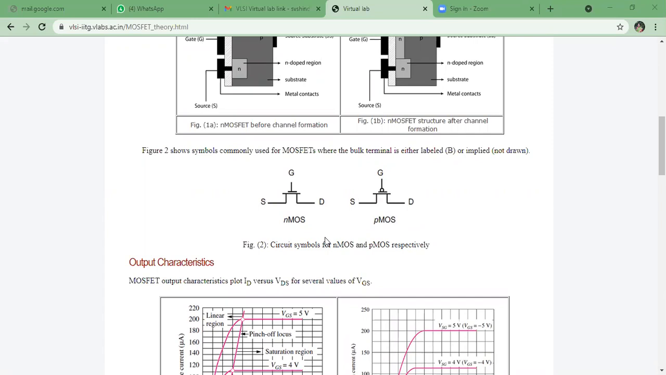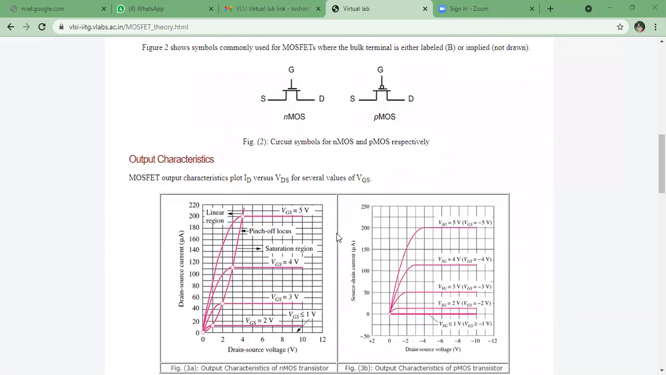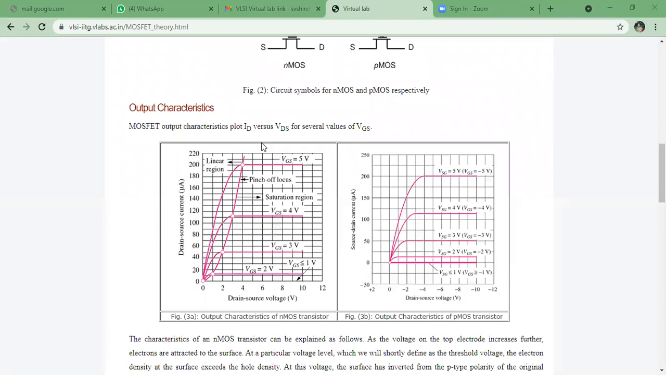Now let's understand the output characteristics, then we will perform the practical. So this is the output characteristics. As I explained, what are the output side parameters? Output current versus output voltage. So here ID is the output current, and drain to source voltage is the output voltage. If we draw the characteristics between ID and VDS, then it is called the output characteristics.